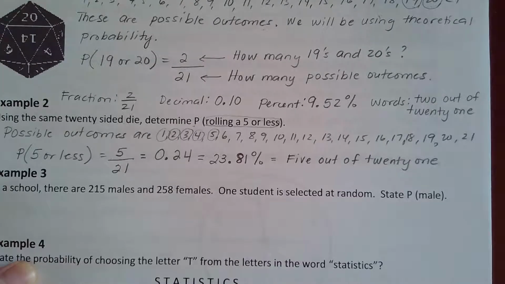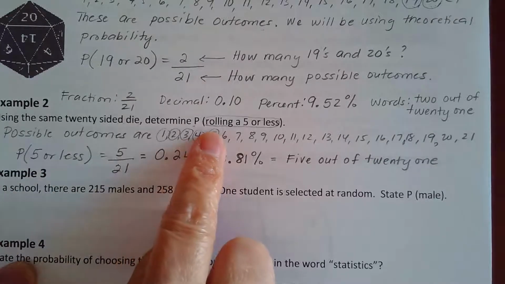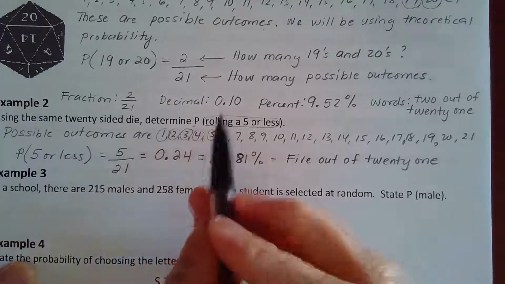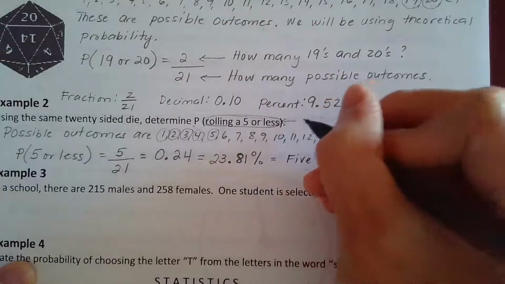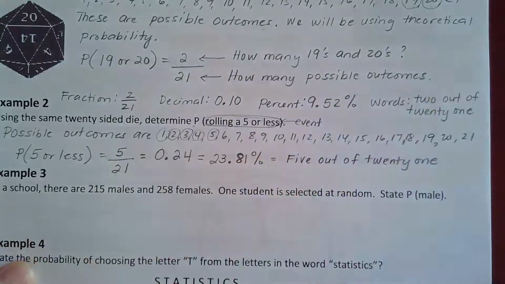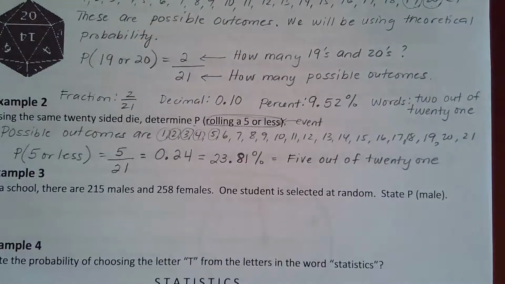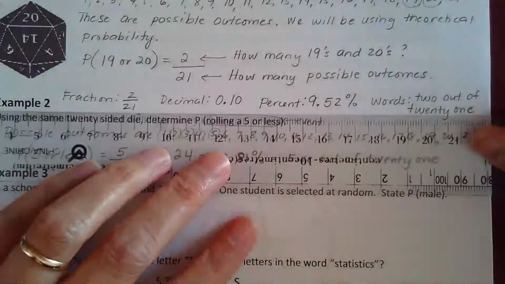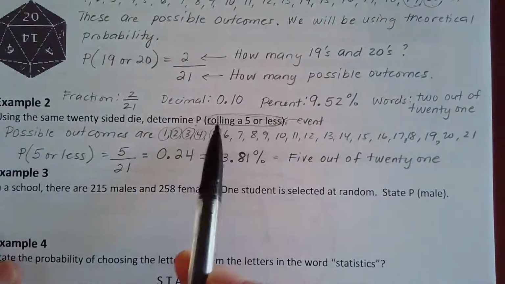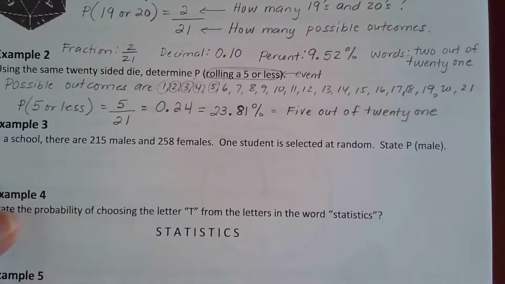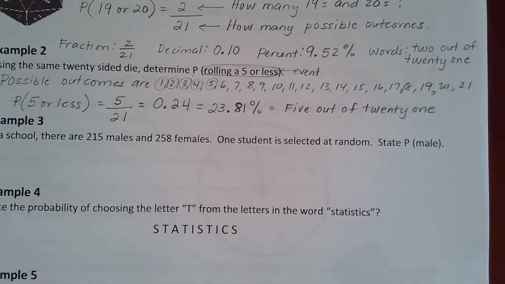Okay, that was pretty good. So we looked at example number 2, the probability chance of rolling this event. This is the event. I'm just going to write down event. Yeah, this is that part. Okay, so let's jump into example number 3.